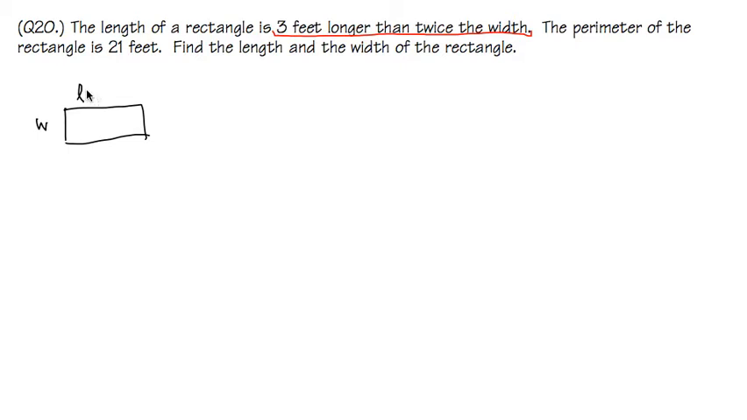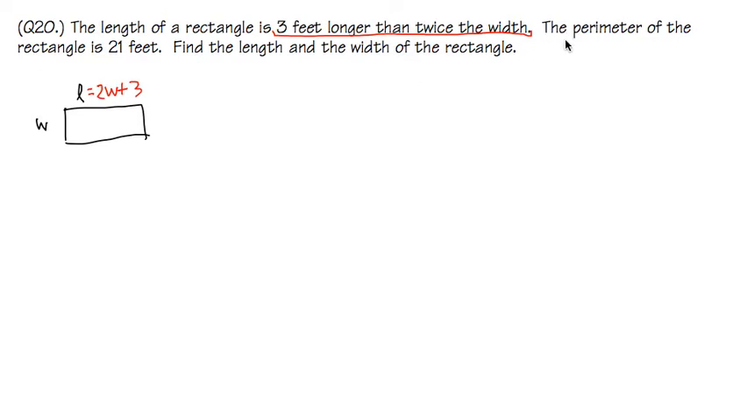Alright? But I don't know what the width is. So, I will just write it like this. I know that length is equal to 2 times width, so I'll write this down as 2w. But that's not enough. I still have to add 3 to it because it's 3 feet longer. And by doing this, I don't need to work with L. I can just stick with W.